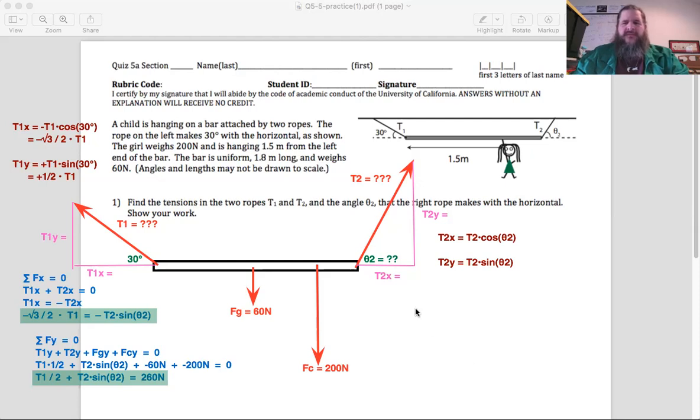You can, I mean, physically you can choose any location as the pivot point. If the object is not rotating and is not going to start rotating, then any point could be used as the pivot point. But it's very useful to choose a pivot point where there are lots of unknowns that you don't want to have to worry about, because what do we know about the torque caused by tension 2 if we choose tension 2 as the pivot point? It's going to be 0.